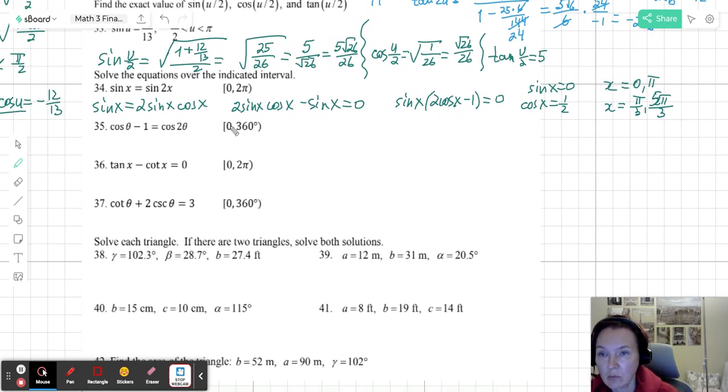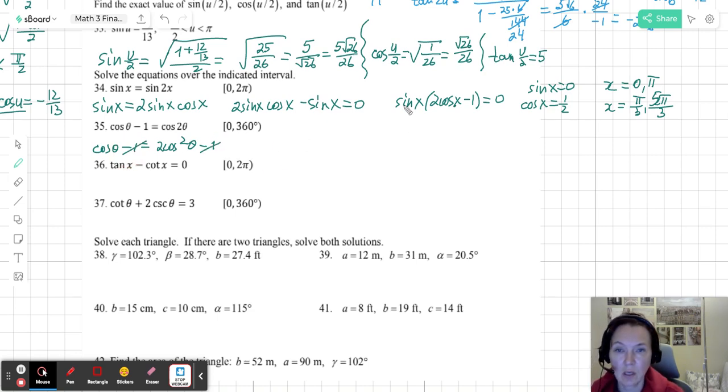Our next one, we're solving it in degrees. We have cosine theta minus 1 equals cosine of 2 theta. I'm going to write cosine 2 theta as 2 cosine squared theta minus 1. And that has to be equal to cosine theta minus 1. If I add 1 to both sides, they cancel out.